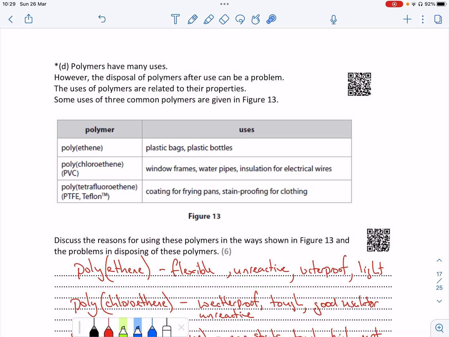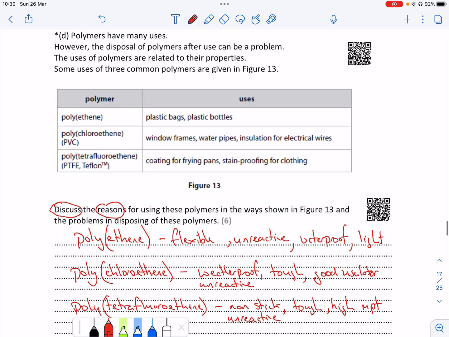Okay, this is a 6 marker, so there's a bit more writing to do. Just make sure that you understand what it is you've got to do in this question. So the first bit is discuss the reasons why we're using these polymers in the way shown, and then we've got to look at problems associated with the disposal. So it's kind of two parts.